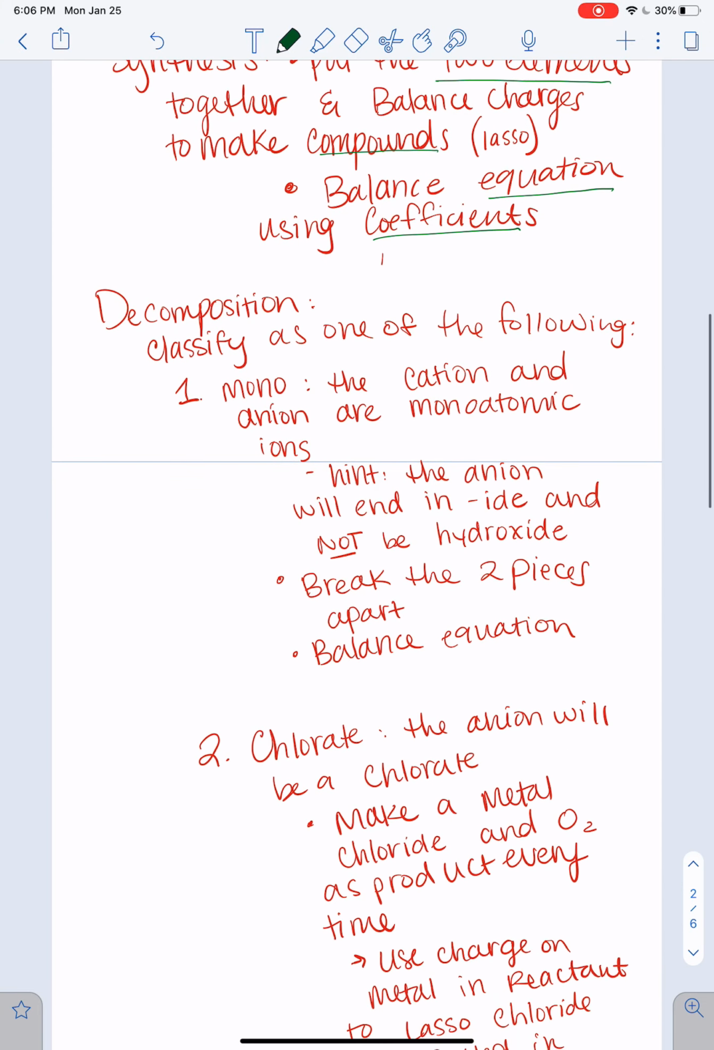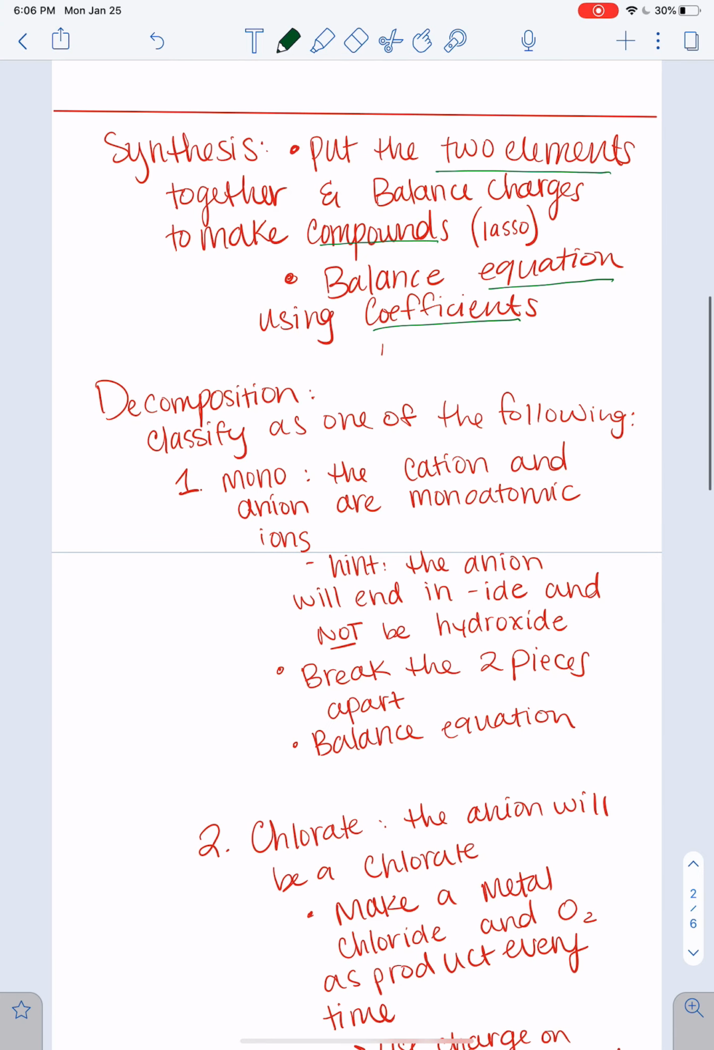So for decomposition reactions, these are our second types of reactions. You will always start your reactant with a compound and then you will immediately have an arrow. So the only thing that is on the reactant side is a compound.